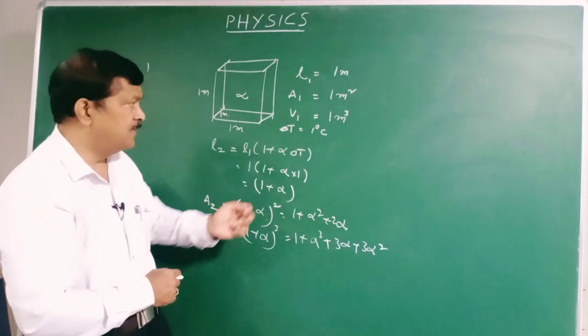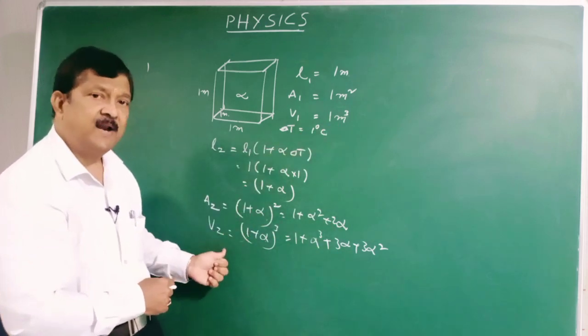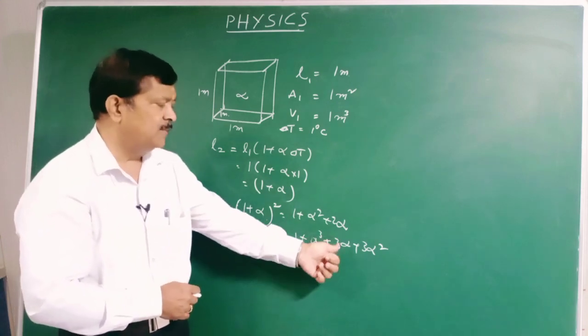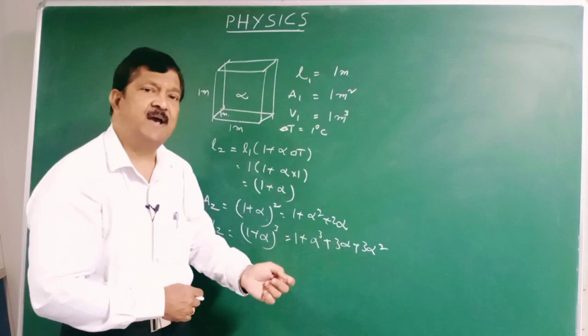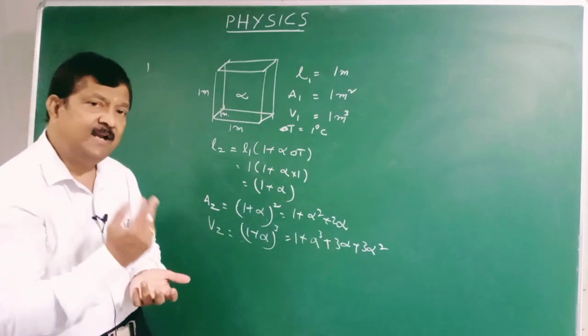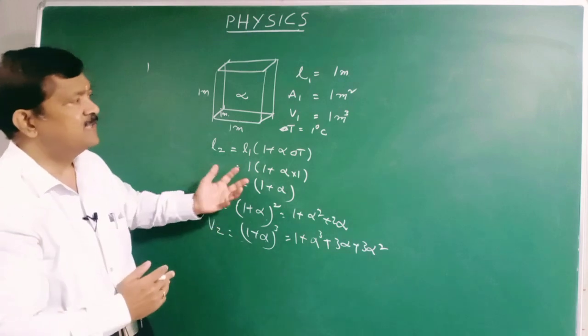And the initial volume is 1 meter cube and the final volume is (1 plus alpha) whole cube. It is 1 plus alpha cube plus 3 alpha square, plus 3 alpha. You are getting the values like this. Now let us find out the values of beta and gamma for this body.